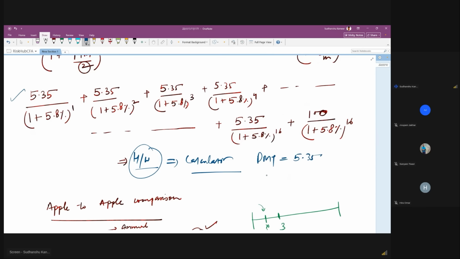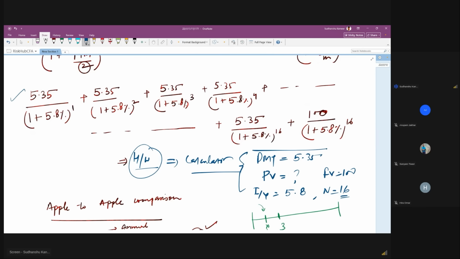You have to calculate the present value, so PV you have to find. FV is equal to 100. I/Y in your calculator will be 5.8; don't put the percentage sign. N is equal to 16. Why is N equal to 16? This is the number of time periods. Just put this in the calculator: put PMT, put FV, put I/Y, put N, and compute PV.